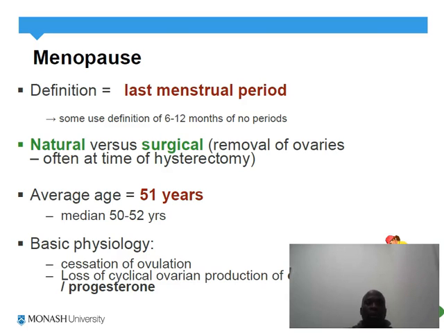Okay. Now, let's look at menopause. How do you define menopause? Firstly, menopause is defined as the last menstrual period. This signifies the time when a woman's reproductive system shuts down, becomes obsolete. They become unproductive. Some use the same definition for 6 to 12 months of no periods, when a woman goes without a period for 6 to 12 months.